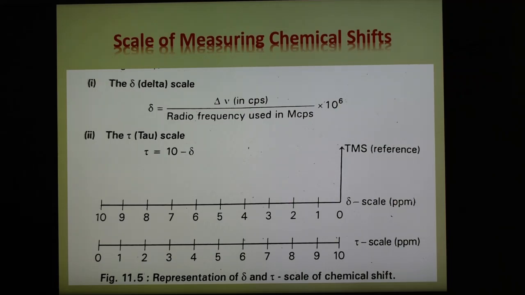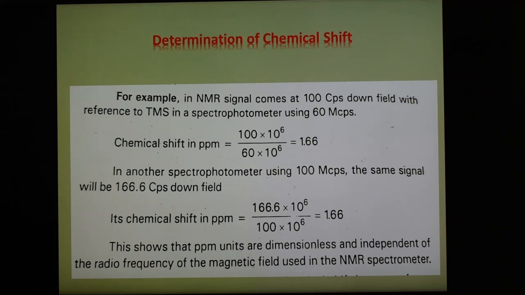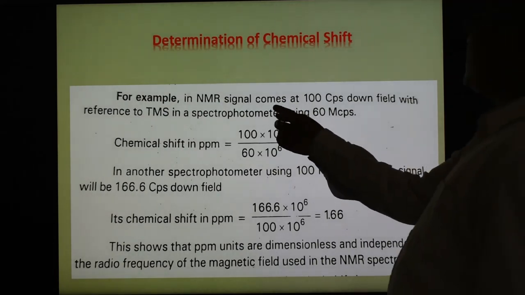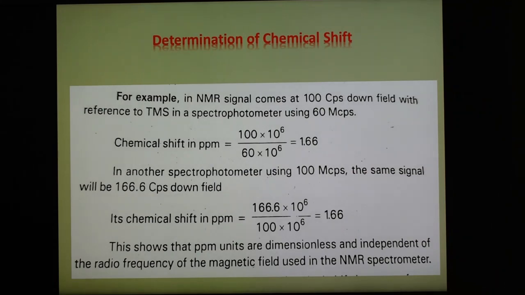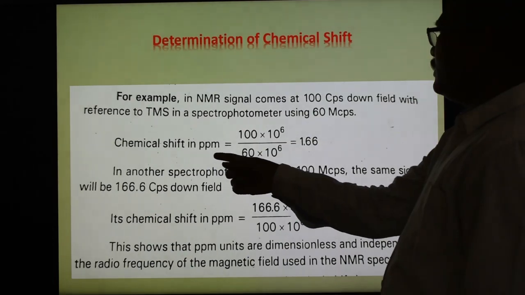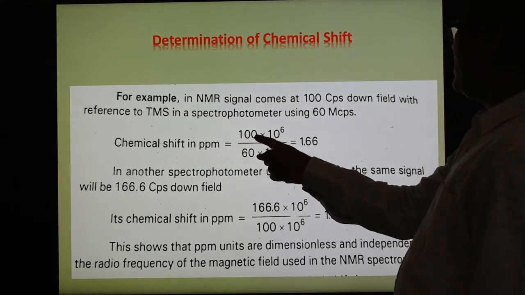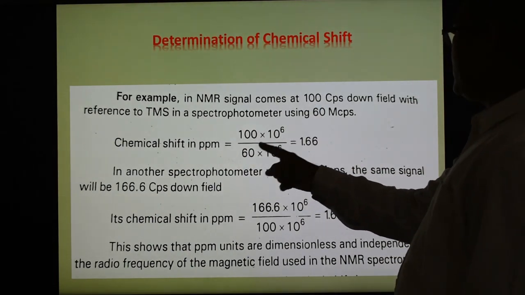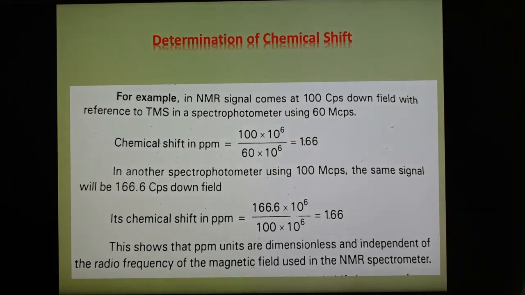And now, determination of chemical shift. One example is shown here also: in an NMR spectrum, a signal comes at 100 CPS downfield with respect to TMS in a spectrophotometer using a 60 megacycle per second frequency. So the chemical shift in ppm can be determined as 100 into 10 to the power 6 divided by 60 into 10 to the power 6, and the value comes out to be 1.66.